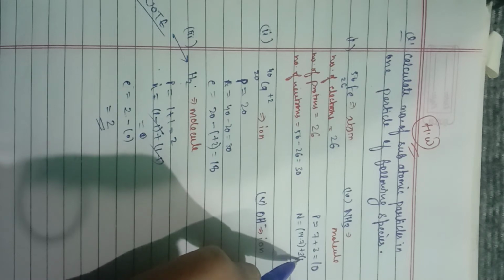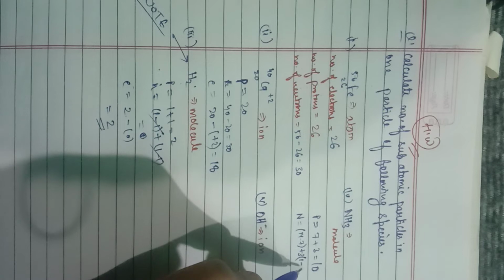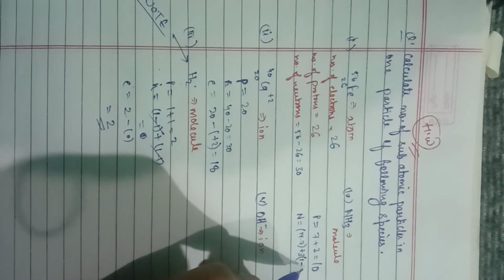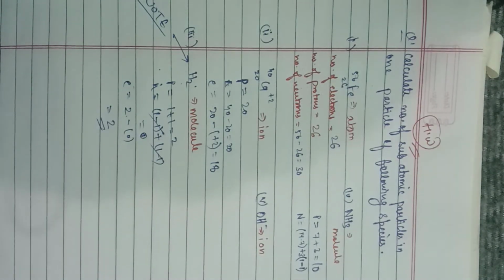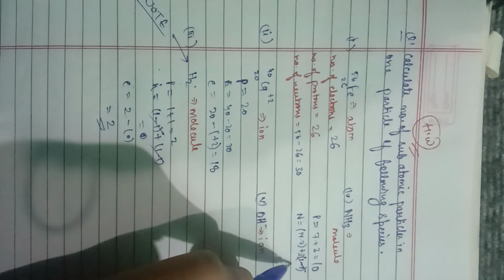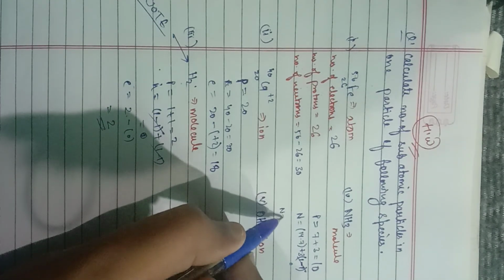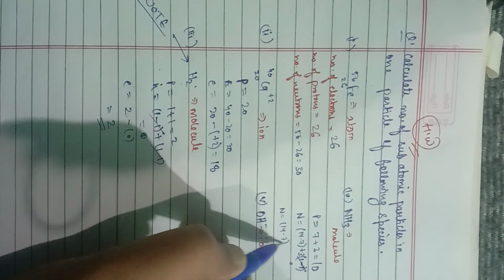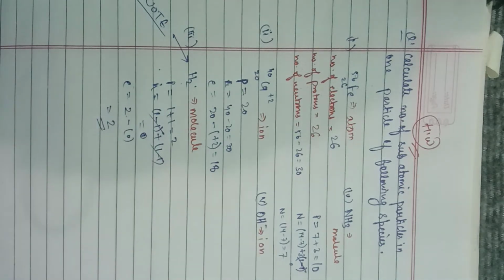A means mass number minus Z, atomic number. For hydrogen, mass number minus 1 is 0, Z means atomic number. So it is 14 minus 7, which is 7. So there are 7 neutrons present.